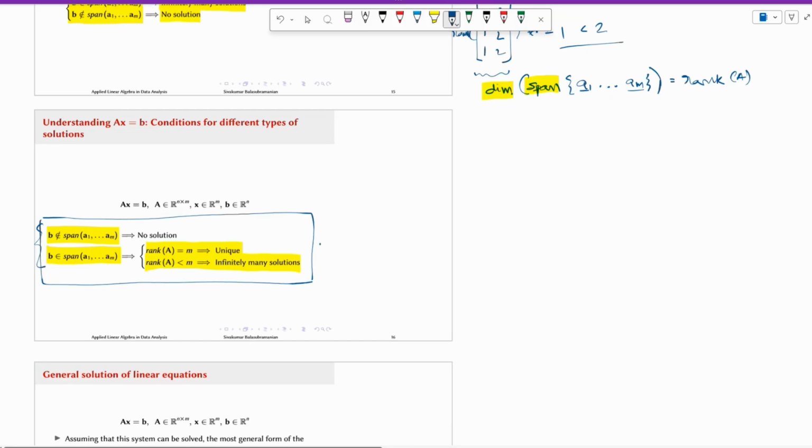Of course, you should remember this for now, but over time you should be able to logically argue why this is the case. And if you've forgotten something, you should be able to figure out, argue logically to arrive at these conditions.